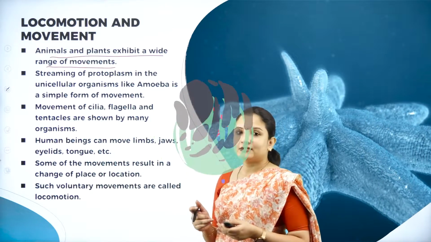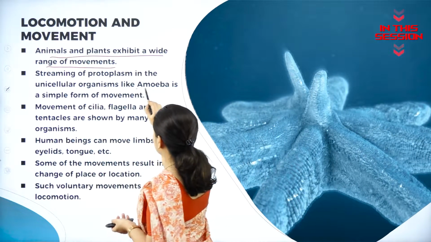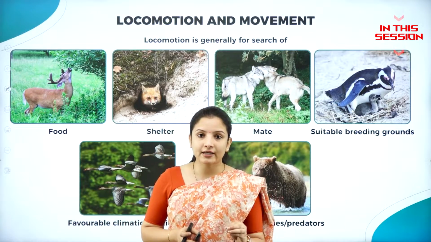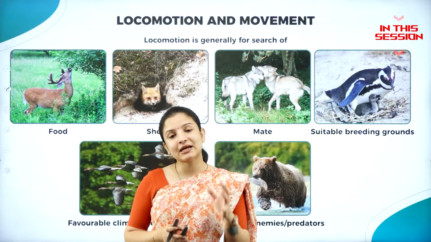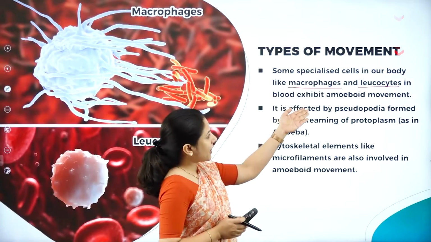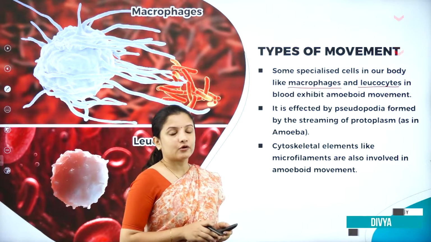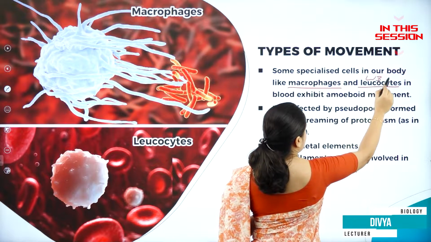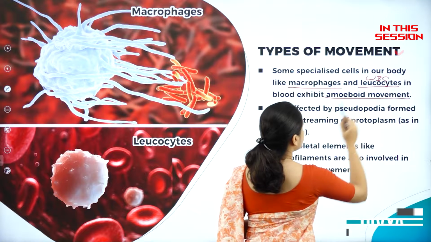Streaming of protoplasm in unicellular organisms like amoeba is also a simple form of movement. What are autotrophs? Those organisms which are capable of synthesizing their own food. These macrophages and leukocytes in a body, or the WBCs in a body, they actually exhibit amoeboid movement.